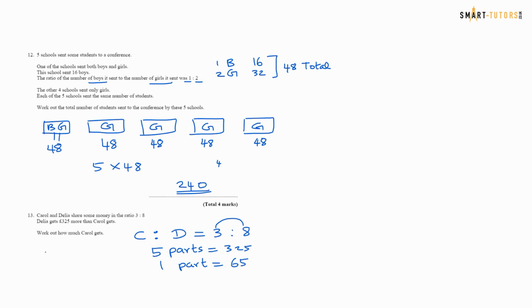Work out how much Carol gets. Carol is 3 parts, so 3 times 65 is the answer. So 3 times 65 is 195. So 195 pounds Carol gets. That is the first person, right? That's the answer for the question number 13.